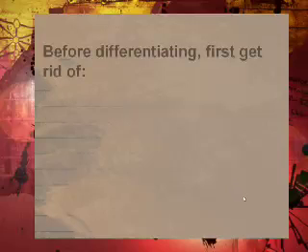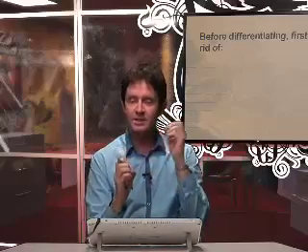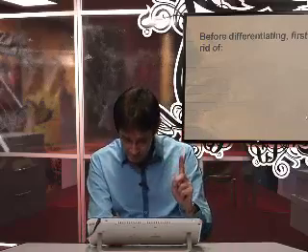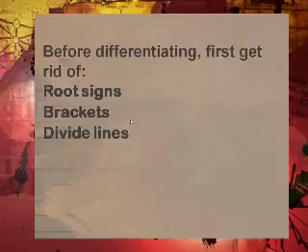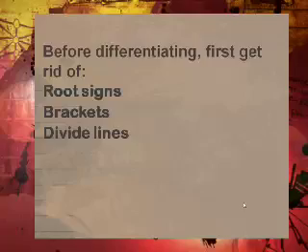Now, also very important before you get into the rules, rule 1, 2, 3, a x to the n, something x, or a number: you must get rid of any root signs, brackets, or divide lines, specifically divide lines over variables, over x's and that kind of thing. Watch the space as we do this. So we always get rid of root signs, brackets, and divides. Let's explore this a little bit.